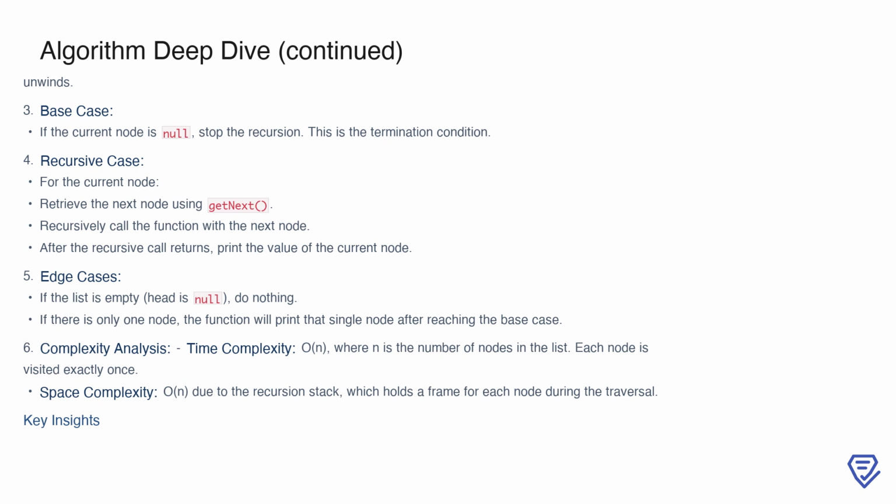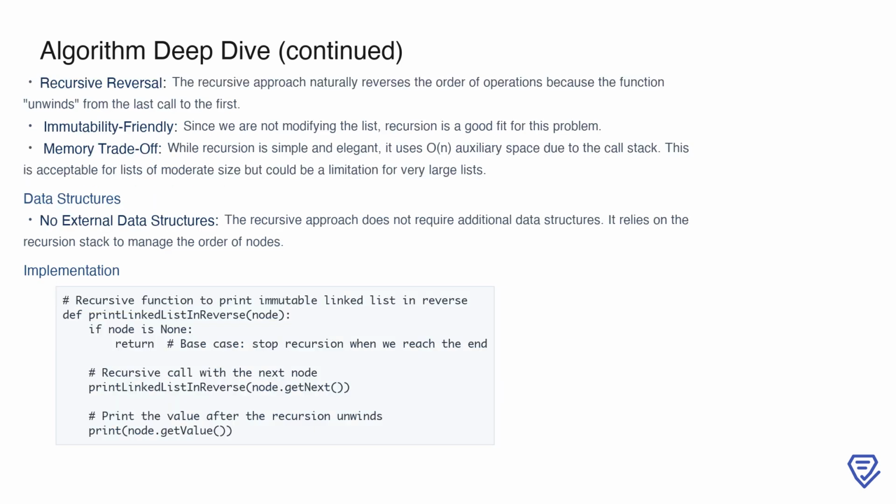In terms of complexity, this approach visits each node exactly once, resulting in a time complexity of O(n). However, the recursion stack requires O(n) space, which is an important factor to consider for very large lists. The beauty of the recursive approach lies in how naturally it reverses the order of operations.